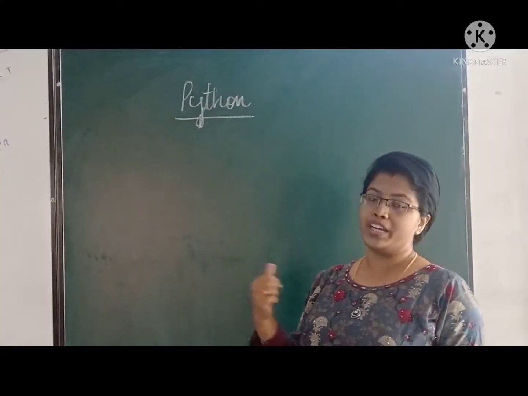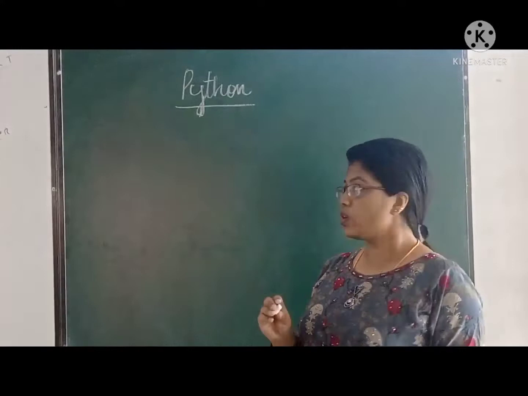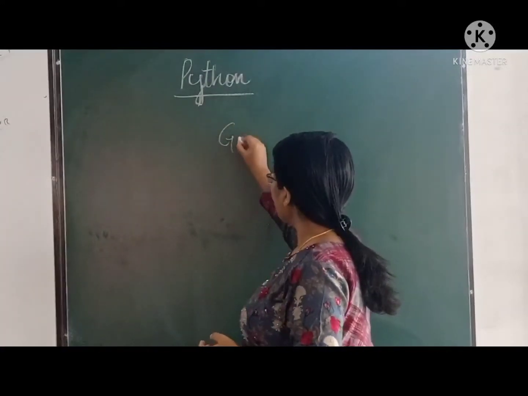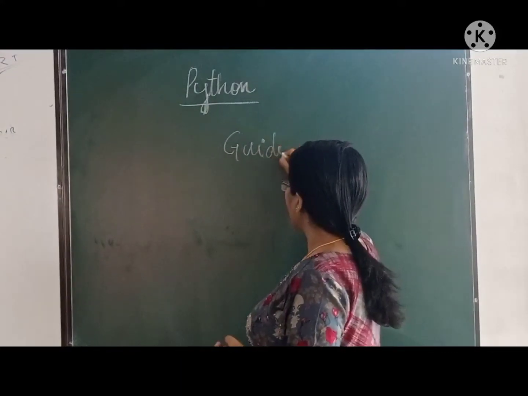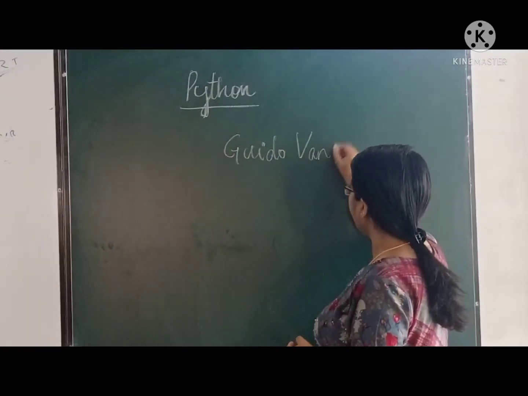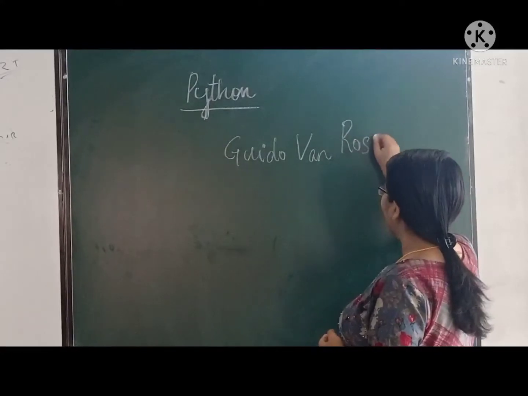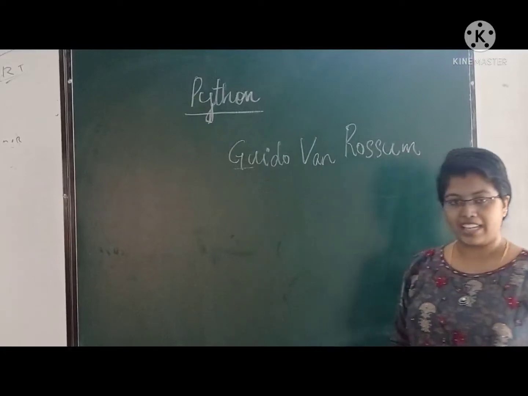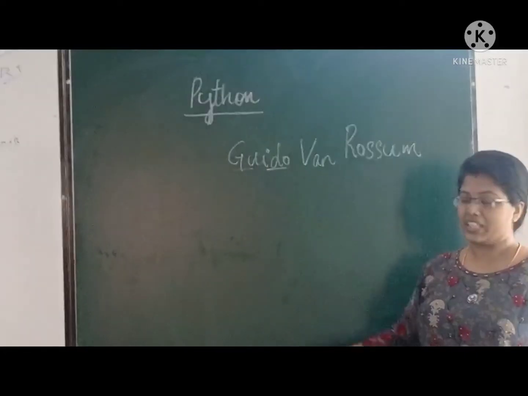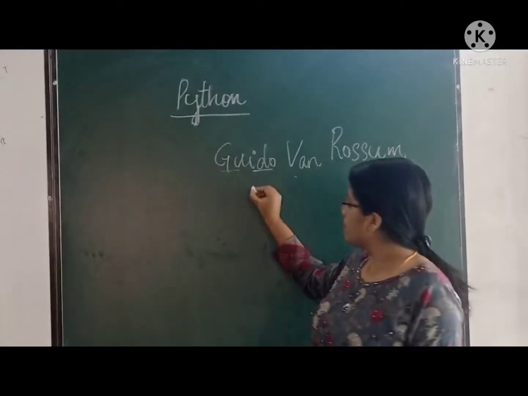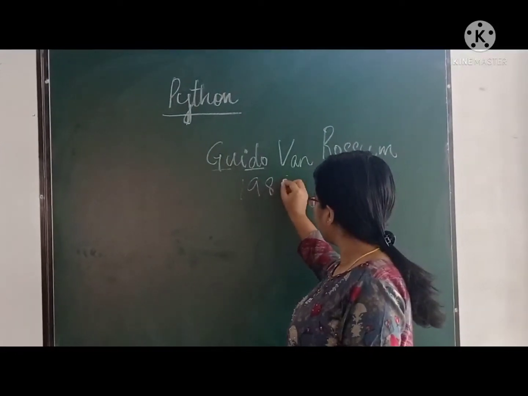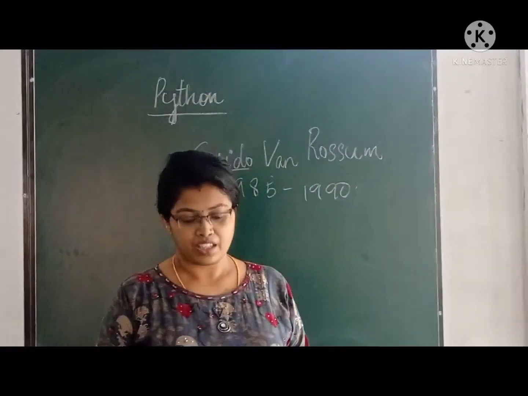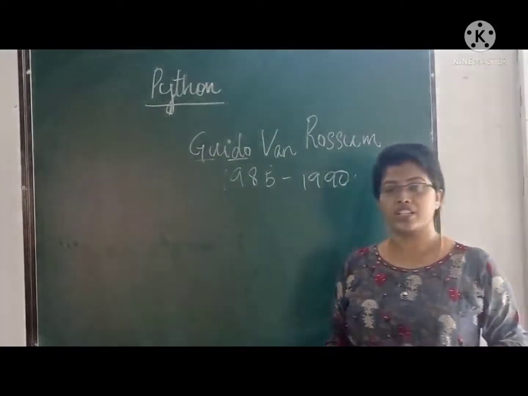So we can see what is Python. It was developed by Guido van Rossum. The spelling is G-U-I-D-O V-A-N R-O-S-S-U-M. The G-U is silent: Guido van Rossum. It was developed in 1985 to 1990.